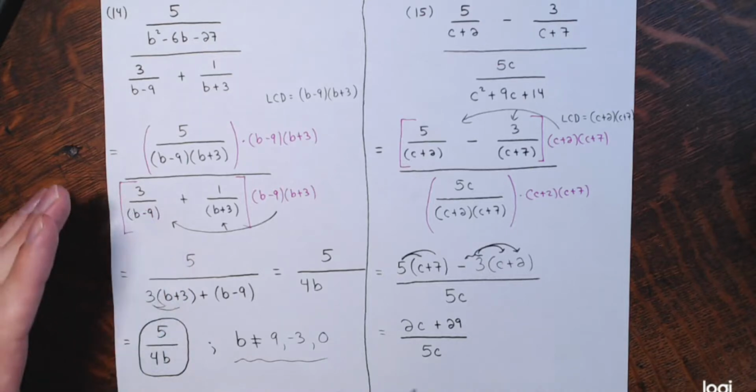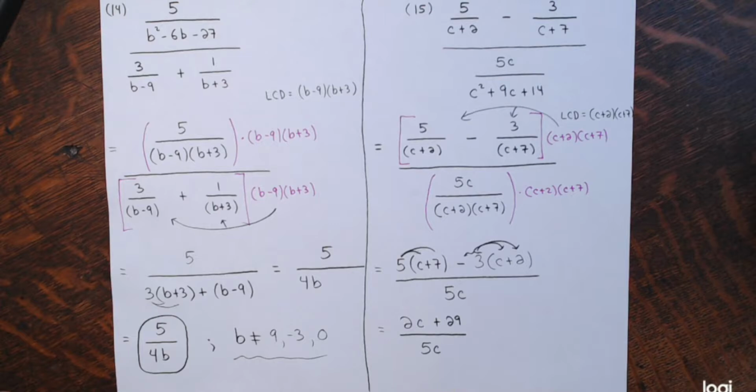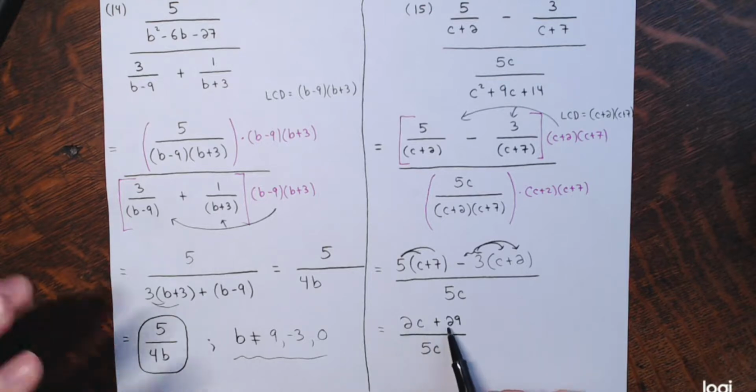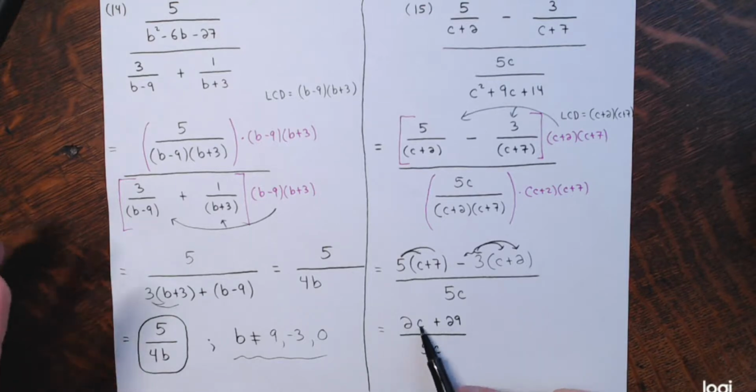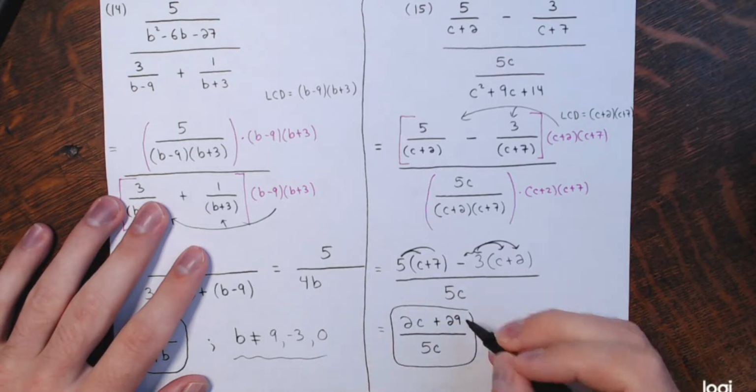And again, single fraction, one numerator, one denominator, great. The numerator can't factor any further, and I don't see any factors of 2c plus 29 in the denominator, so this is it. This is as simple as that fraction will get.